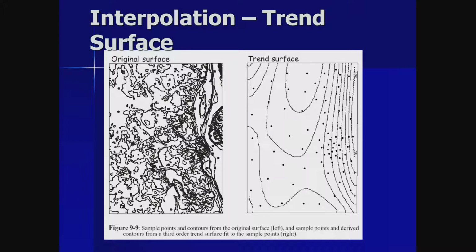Who knows what the original surface looks like? But the trend surface is always smoother. This is a second order trend surface. Actually, this is a third order trend surface, meaning that it bends in both directions. It bends in 2 directions. So it's a plane that bends in 2 directions.